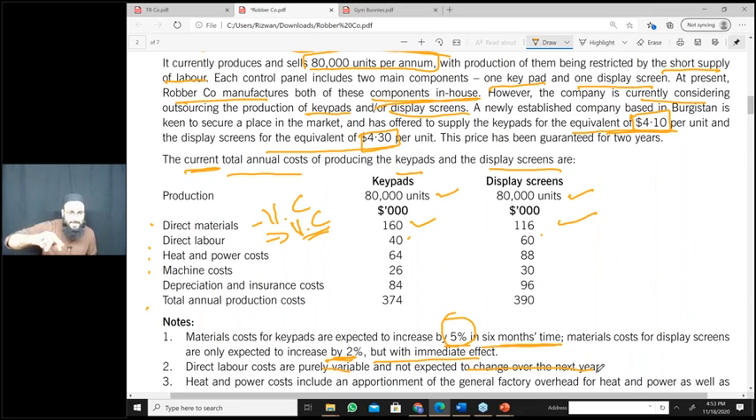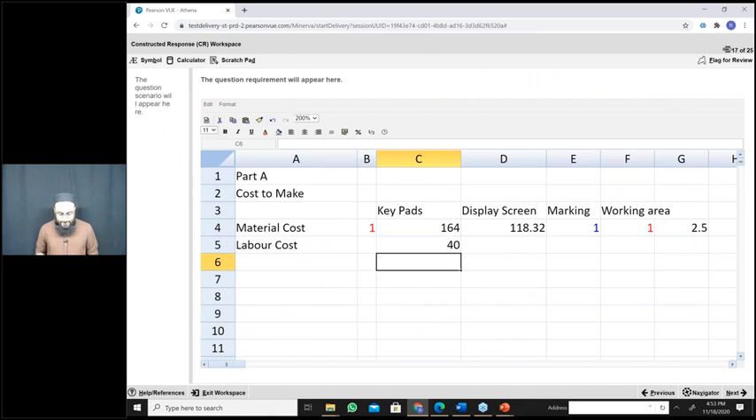Should I take this as it is? Come on, reply me quickly. So the answer is yes, I should take this as it is. 40 and 60 will not change.